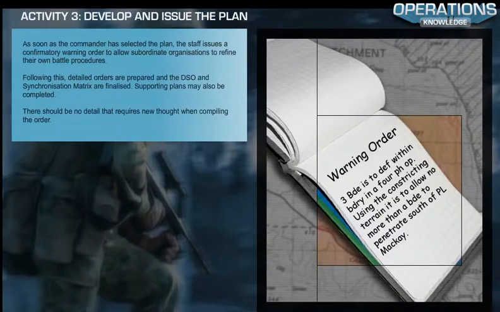The preparation and delivery of the final order is the melding of many elements developed during the steps and activities of the MAP. The SMEAC concept up to and including commander's intent is confirmed immediately following the commander's guidance in Step 1. The concept of operations, subordinate groupings, missions and tasks, and coordinating instructions are all developed and confirmed during Steps 2 and 3 of the MAP. There should be no detail that requires new thought when compiling the order.